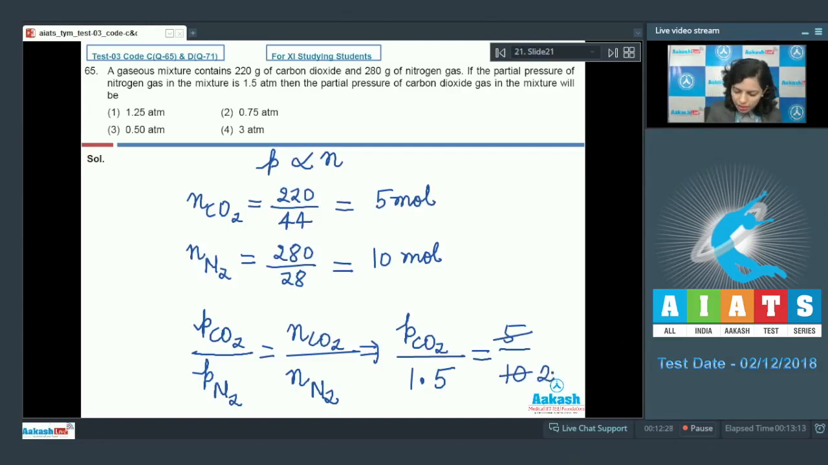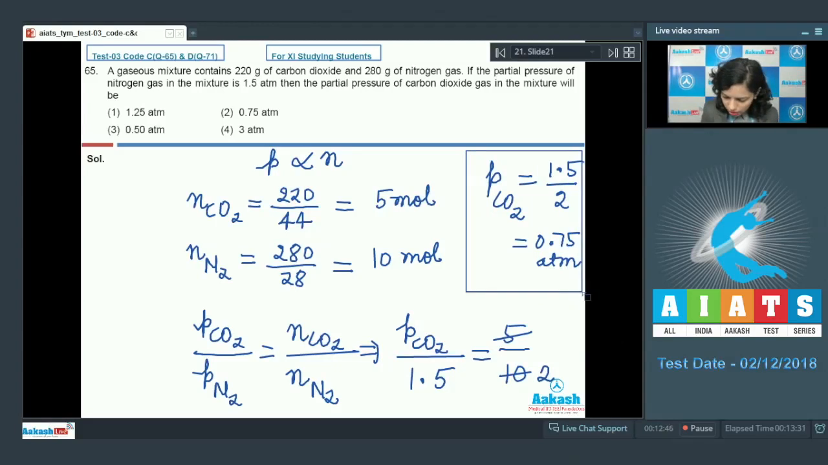And on this basis, the partial pressure for CO2 would be 1.5 divided by 2. So that would be 0.75 atmosphere. And this is the answer that you need here. And on that basis, option 2 is the correct answer. And after this, it's the turn for question number 66.